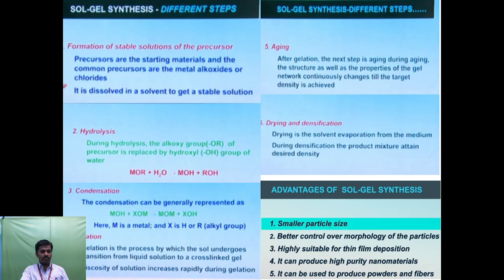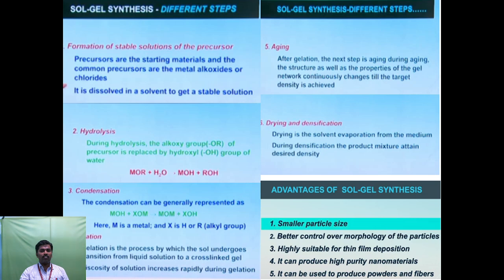Gelation is the process by which the sol undergoes transition from liquid solution to cross-linked gel. In this process, viscosity of the solution increases rapidly during the gelation. Next stage is aging. After gelation, next step is aging. During the aging, the structure as well as the properties of the gel will continuously change till a certain density is achieved. So last stage is drying and densification.